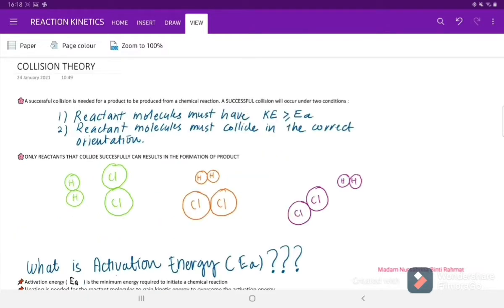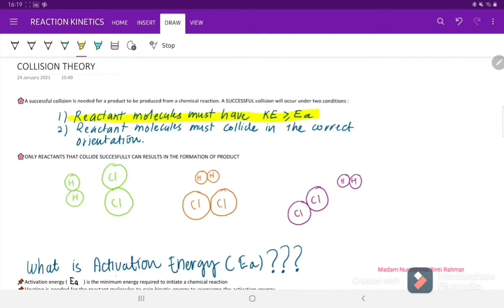Every reactant molecule will continue to collide, but some of the collisions might be successful, or sometimes we refer to it as effective collision, while some might be unsuccessful collisions. Only successful or effective collisions can lead to the production of product. There are two conditions that need to be fulfilled for a collision to be successful. First, the reactant molecules must have kinetic energy greater than or equal to the activation energy.